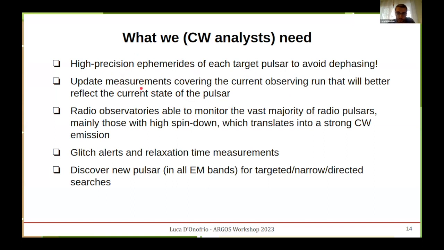Then updated measurements of the pulsars that cover the current observing run and so match with our data. Then we also need radio observatories that are able to monitor the radio pulsars that we analyze, and of course mainly for the high value targets, so the young pulsars. For the different analyses that we can perform, we also need glitch alerts and relaxation time measurements. And of course, the discovery of new pulsars in all the electromagnetic bands for new targets, for all the different kinds of analysis that we can perform.